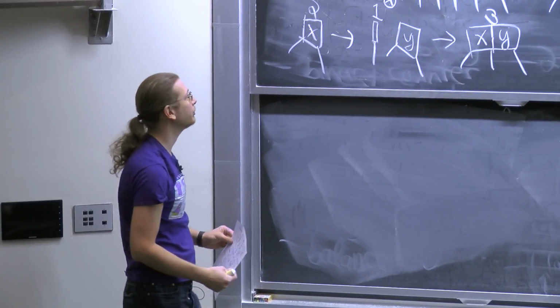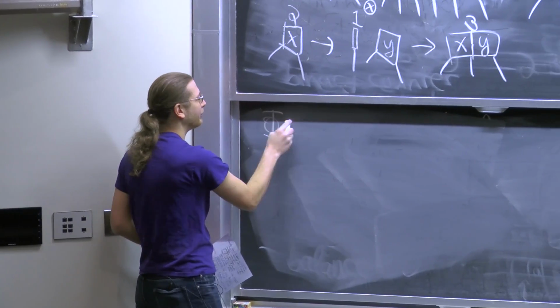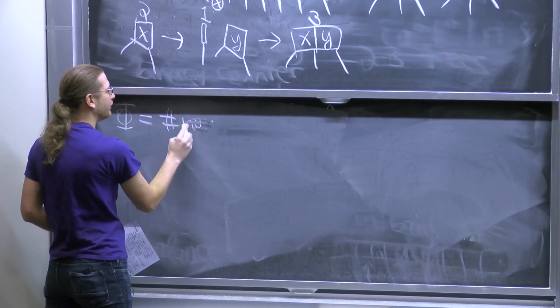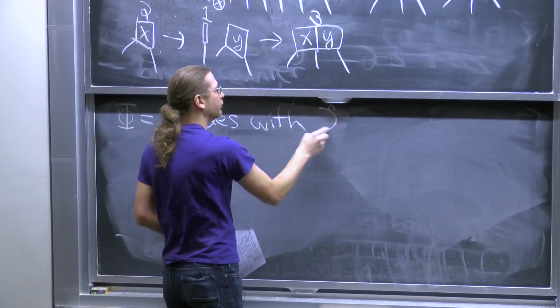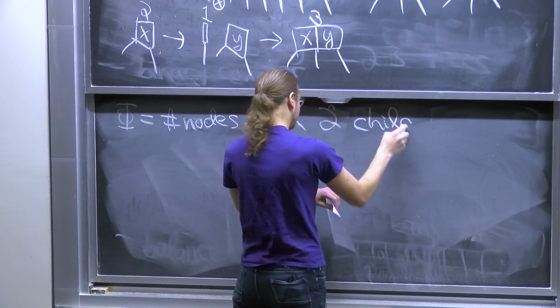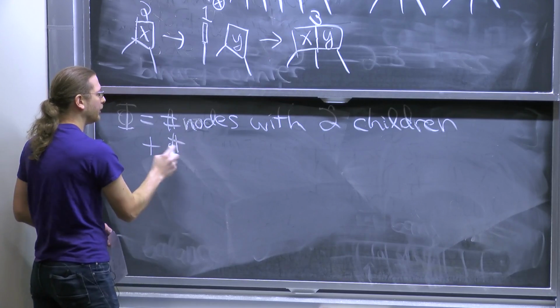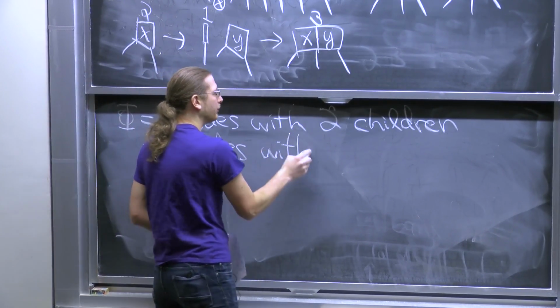Number of nodes with 2 or 5 children. Yeah, so that's it. Just combine with the sum. It's going to be the number of nodes with 2 children plus the number of nodes with 5 children.